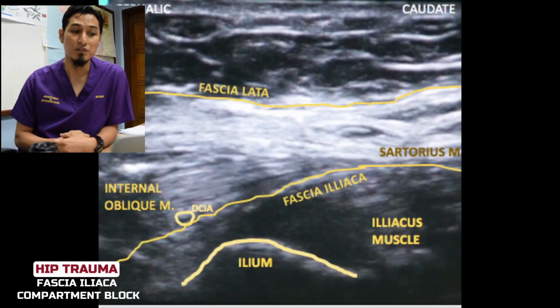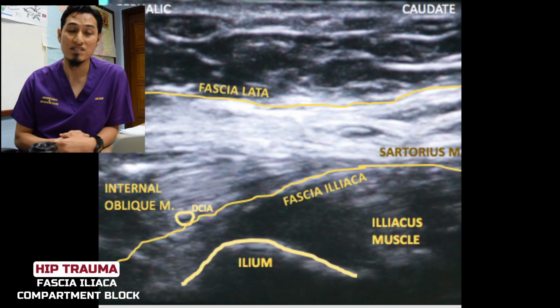The most superficial fascia is fascia lata. Just beneath this is fascia iliaca. DCIA, deep circumflex iliac artery, lies above fascia iliaca and iliacus muscle lies below it. Two muscles you need to identify are the internal oblique and sartorius muscles at both ends.